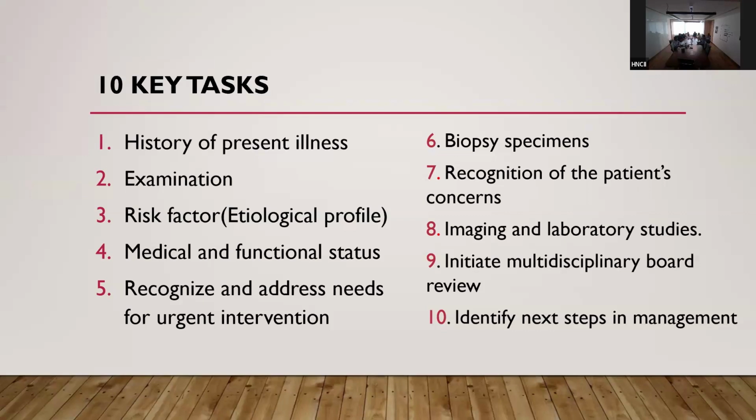So we take the history of present illness from the patient. We do a thorough head and neck examination. We establish a risk factor, that is the etiological profile. We assess their medical and functional status, and we recognize and address the needs for urgent intervention, like if the patient has got any airway obstruction or any bleeding because of the tumor, or he is in a very severe pain state. So all those needs need to be addressed.